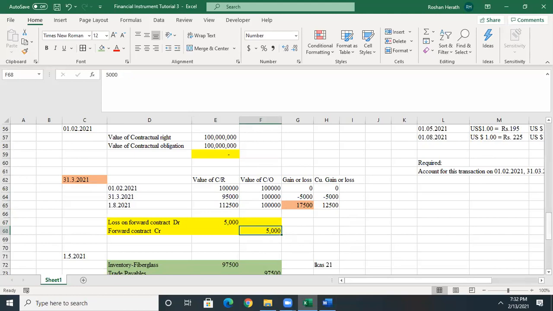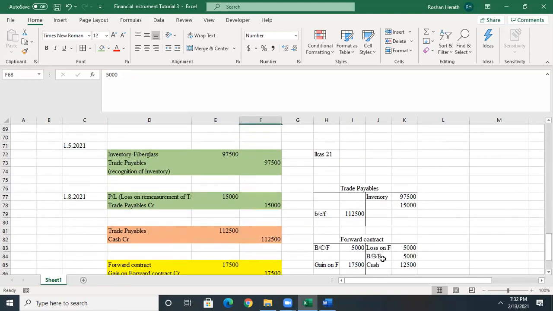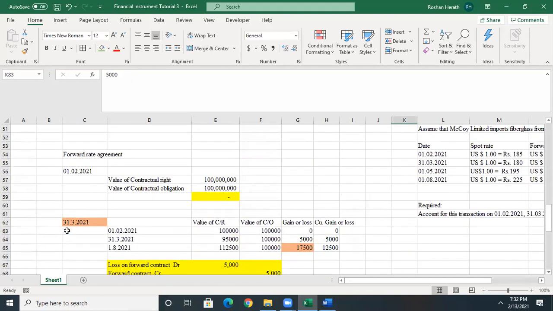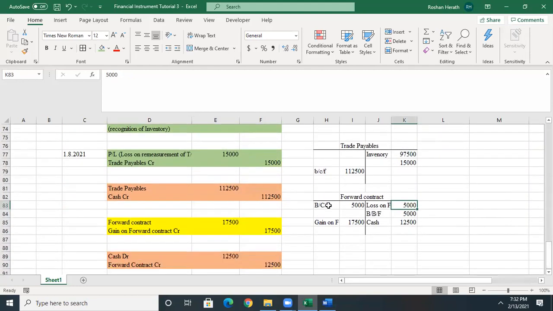So if I just put it in an account, this is how the loss comes. And since this is a reporting date, you need to take the balances carried forward, assets and liabilities, to the next period. In the next period, the maturity comes. At the point of maturity, you remeasure it and you account for that. That's how we do that, right?